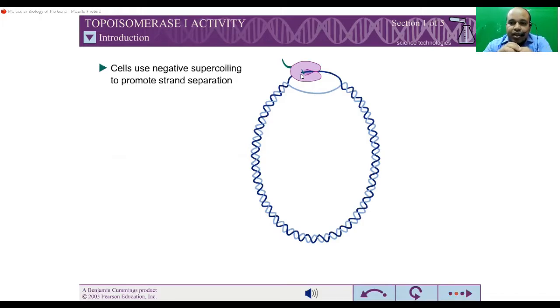You already know that the human genomic DNA has a superhelical density of minus 0.06. That is, our DNA is 6% negatively supercoiled. हमारा DNA 6% negatively supercoiled होता है. तो ये हमारे DNA की एक प्रॉपर्टी है.